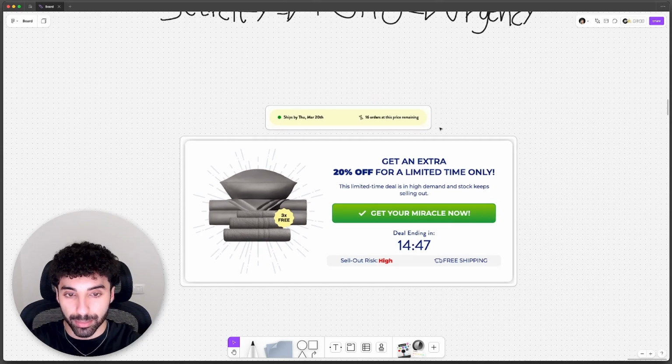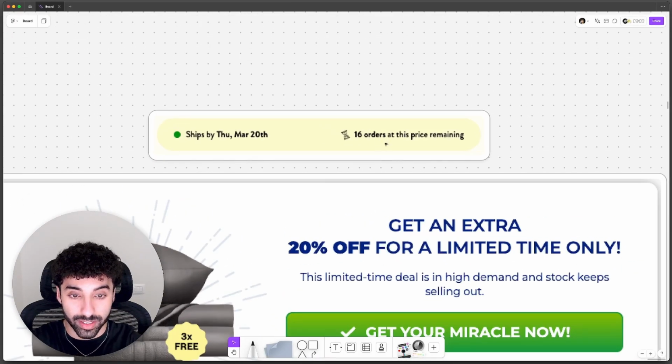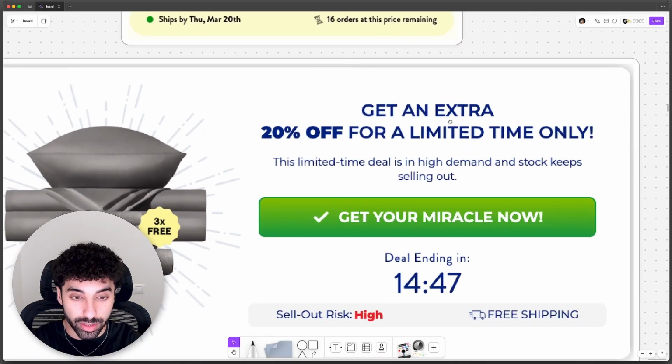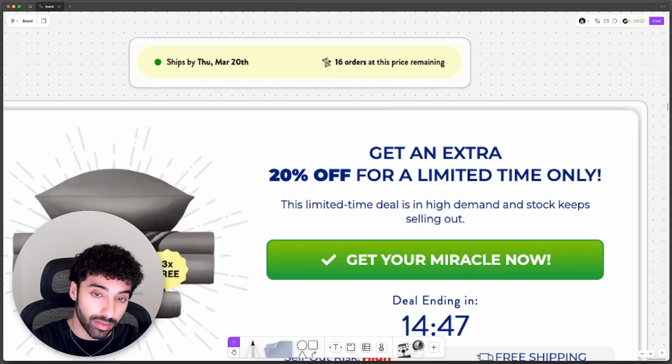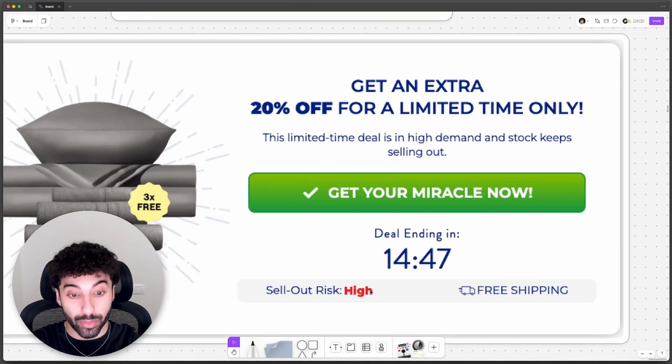These are 2 different types in this case. First of all, their scarcity here with the number of orders that they have remaining at this price. So there's a limited supply, an actual real limited supply of the amount of people that are going to be able to order the product at this price. And this is all what causes fear of missing out, which then causes urgency. But here with the timer, they're directly hitting on urgency. So you see the timer, you see the time clocking lower and lower, so you want to act as fast as possible.